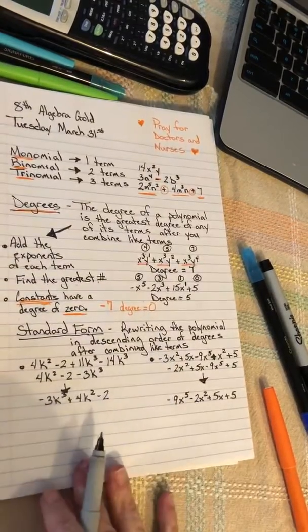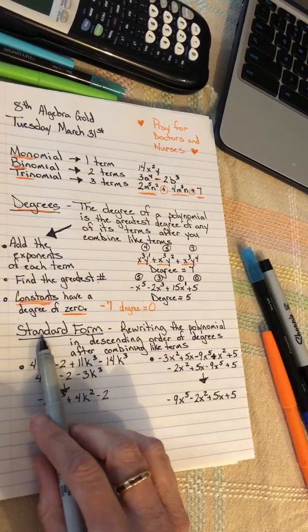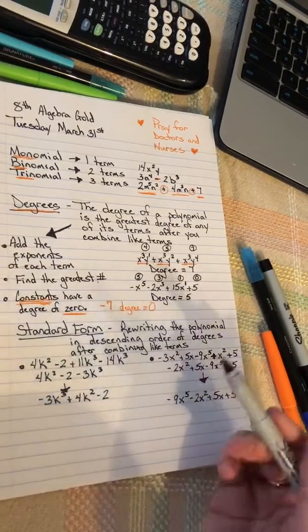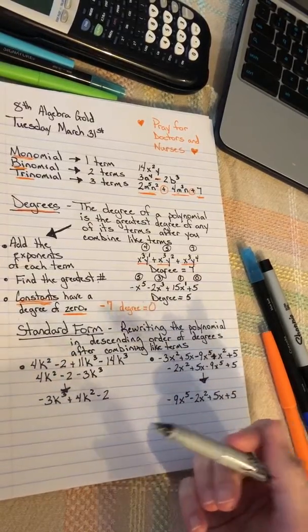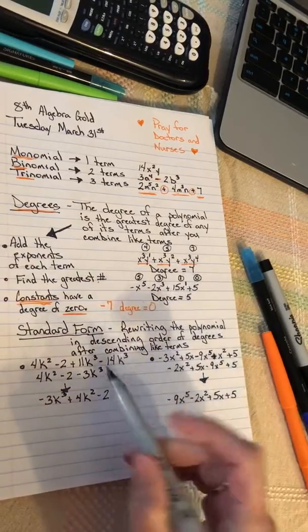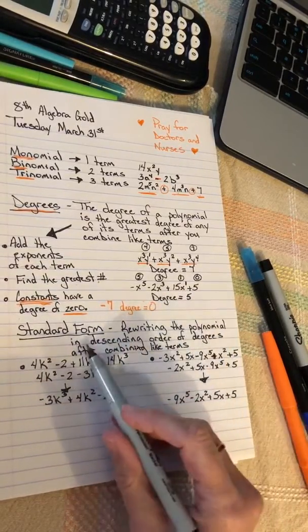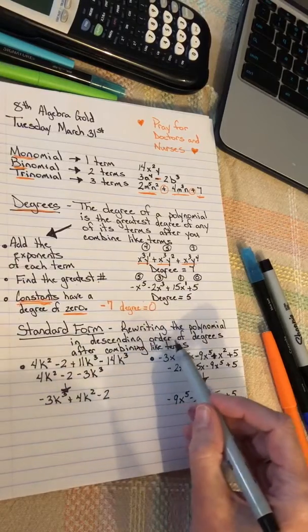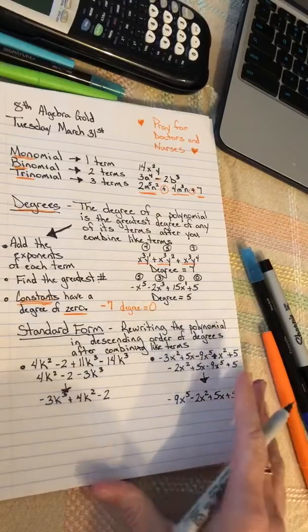All right, now the last skill that they want us to work on is writing our polynomials in what they call standard form. Now, this is not the standard form, which was ax plus by equals c. What this means is we are rewriting the polynomial in descending order of degrees after combining the like terms.